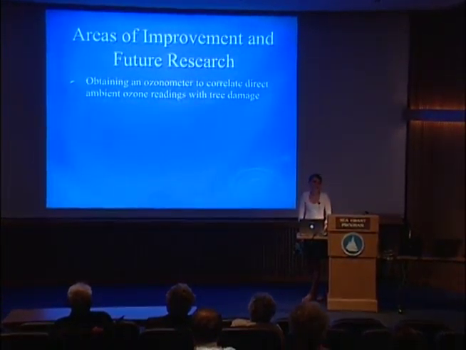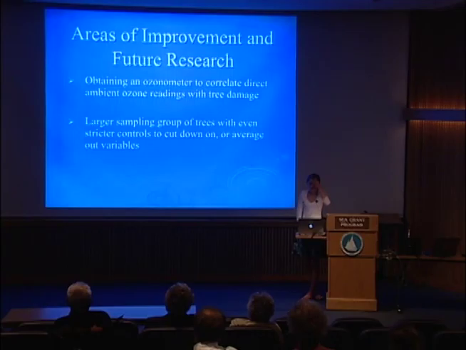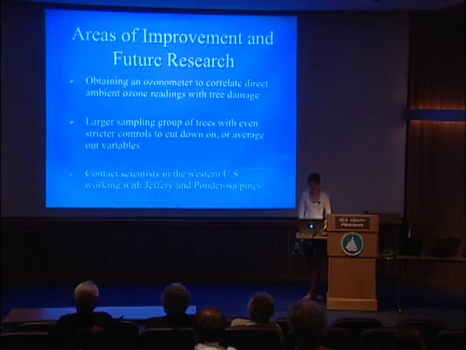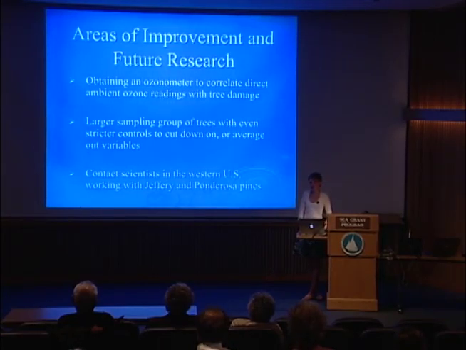Areas of improvement and future research. There's actually a thing called an ozonometer that can read the exact parts per billion of ambient ozone in the air, which the EPA uses at various monitoring stations around New England that I looked at last year. I could use a larger sampling group of trees, but the problem is with the project I did this year, it was already around 1,400 measurements, and so that was tedious enough.